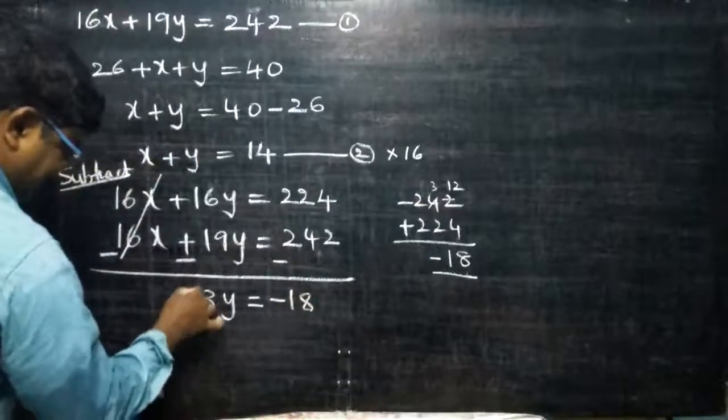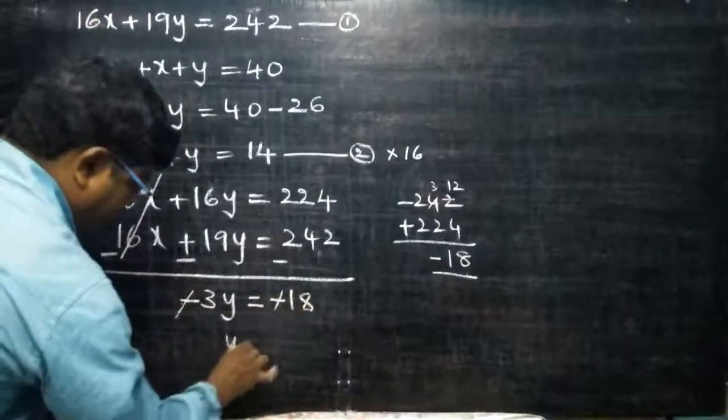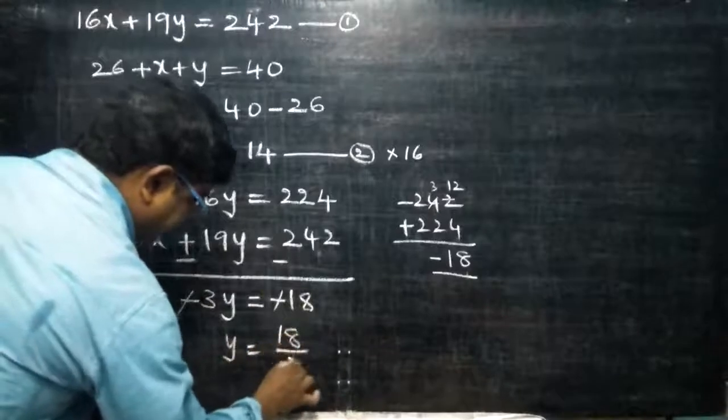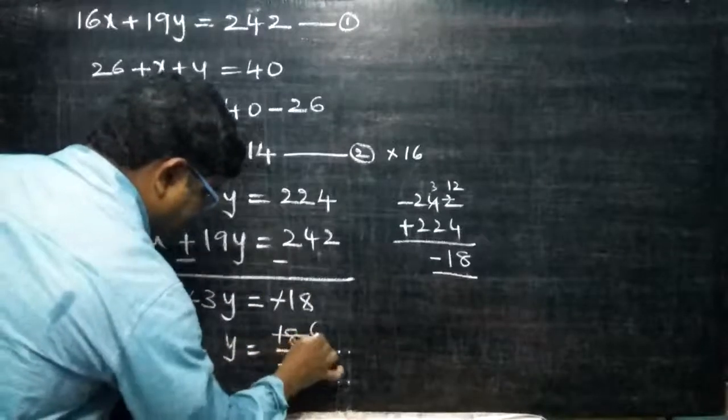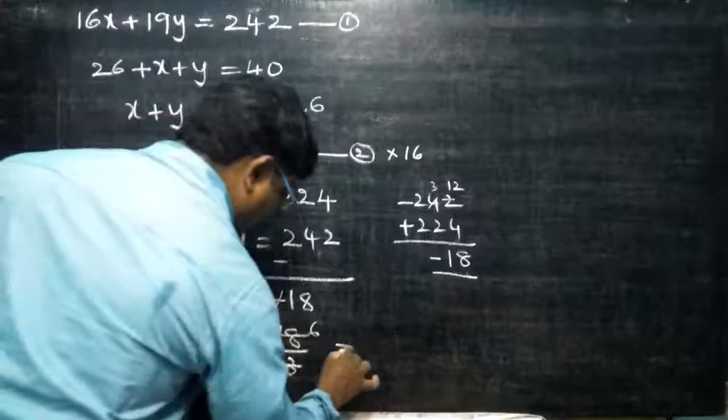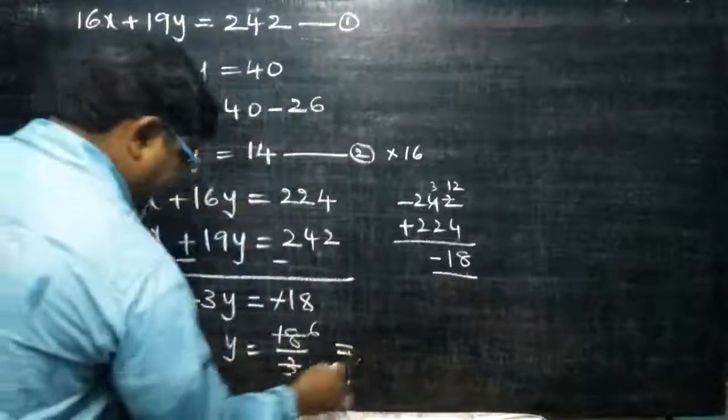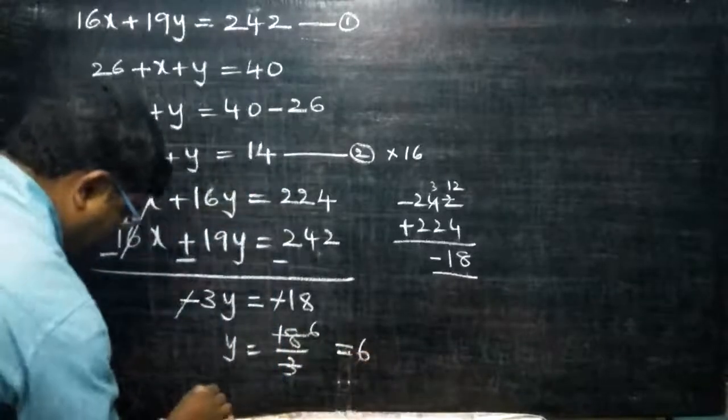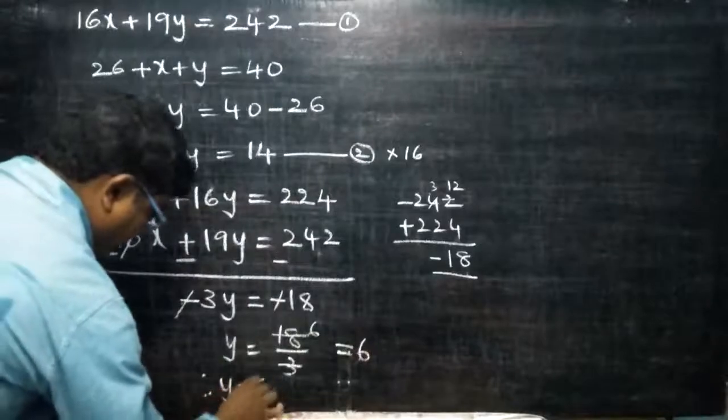Minus minus get cancelled. y is equal to 18 by 3. How many times does it go? 6 times. So how much did you get? y is equal to 6. Therefore, y is equal to 6 you got.